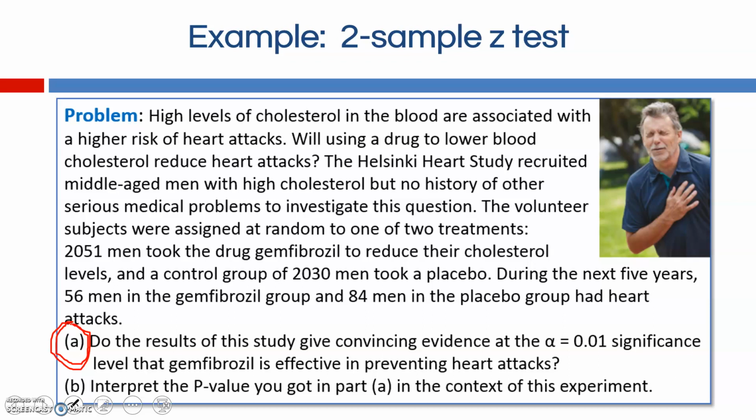One big group of volunteers, rather, and they were randomly assigned to two groups. A group of 2,051 men were assigned to take the drug gemfibrozil, and a second group of 2,030 men were assigned to take a placebo. 56 men of the 2,051 in group 1 experienced a heart attack 5 years later, and 84 of the 2,030 in group 2 experienced a heart attack 5 years later.